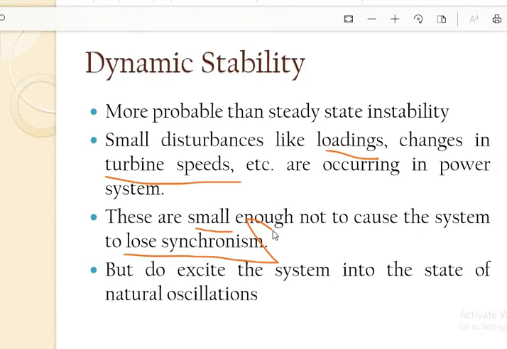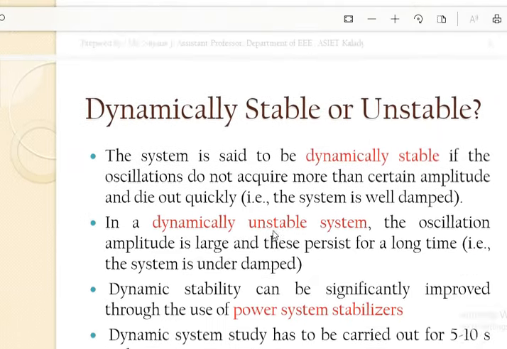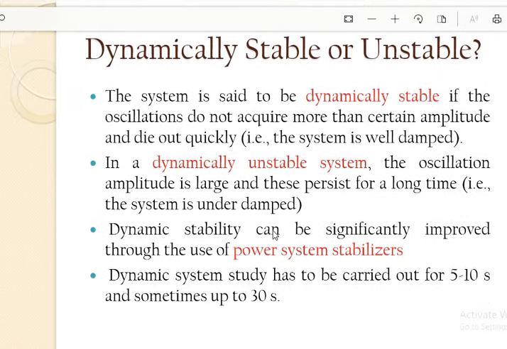These oscillations can create very large natural oscillations, and these oscillations can make the system move out of synchronism. That is actually dynamic instability. So the system is said to be dynamically stable if the oscillations do not acquire more than a certain amplitude and die out quickly. The main thing that you have to differentiate is steady state stability and dynamic stability.